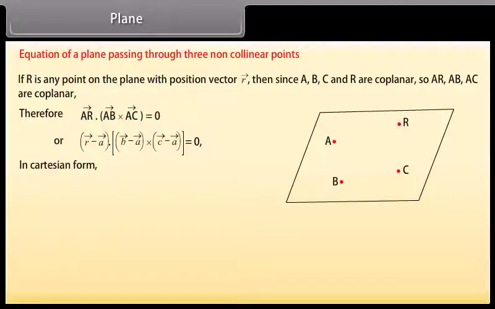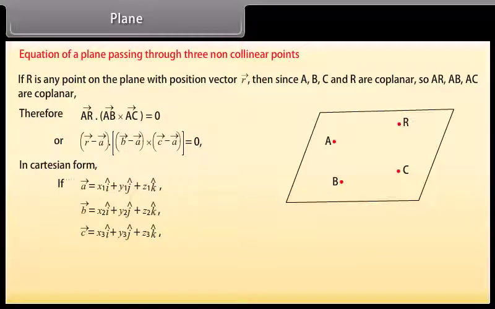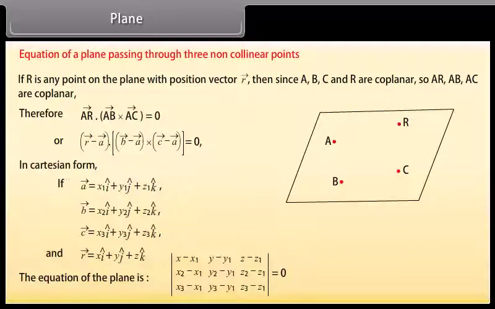In Cartesian form, if vector A equals x1 i cap plus y1 j cap plus z1 k cap, vector B equals x2 i cap plus y2 j cap plus z2 k cap, vector C equals x3 i cap plus y3 j cap plus z3 k cap, and vector R equals x i cap plus y j cap plus z k cap, the equation of the plane is the determinant, row-wise: first row x minus x1, y minus y1, z minus z1; second row x2 minus x1, y2 minus y1, z2 minus z1; third row x3 minus x1, y3 minus y1, z3 minus z1; equals 0.